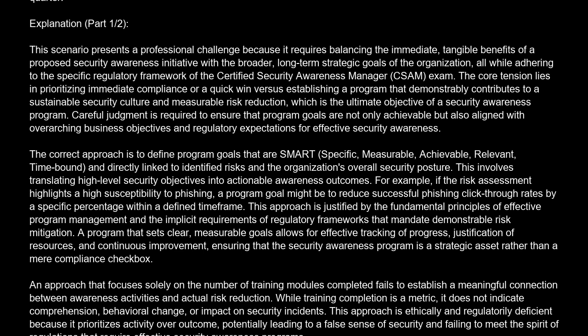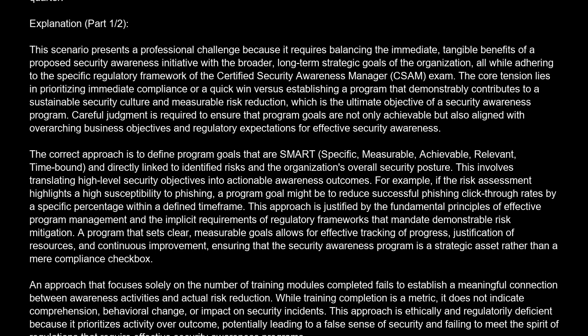For example, if the risk assessment highlights a high susceptibility to phishing, a program goal might be to reduce successful phishing click-through rates by a specific percentage within a defined time frame. This approach is justified by the fundamental principles of effective program management and the implicit requirements of regulatory frameworks that mandate demonstrable risk mitigation. A program that sets clear, measurable goals allows for effective tracking of progress, justification of resources, and continuous improvement, ensuring that the security awareness program is a strategic asset rather than a mere compliance checkbox.